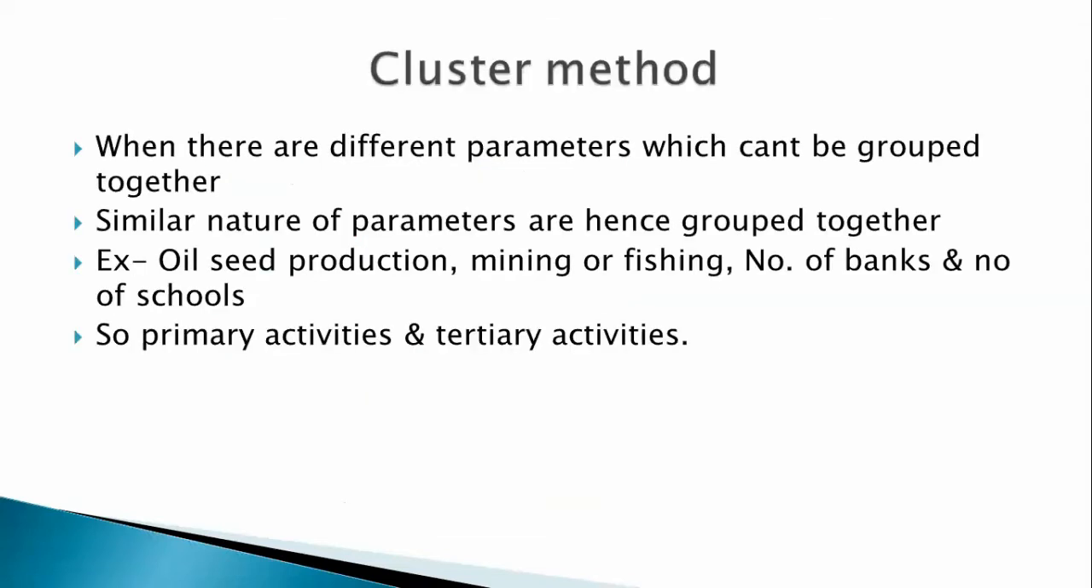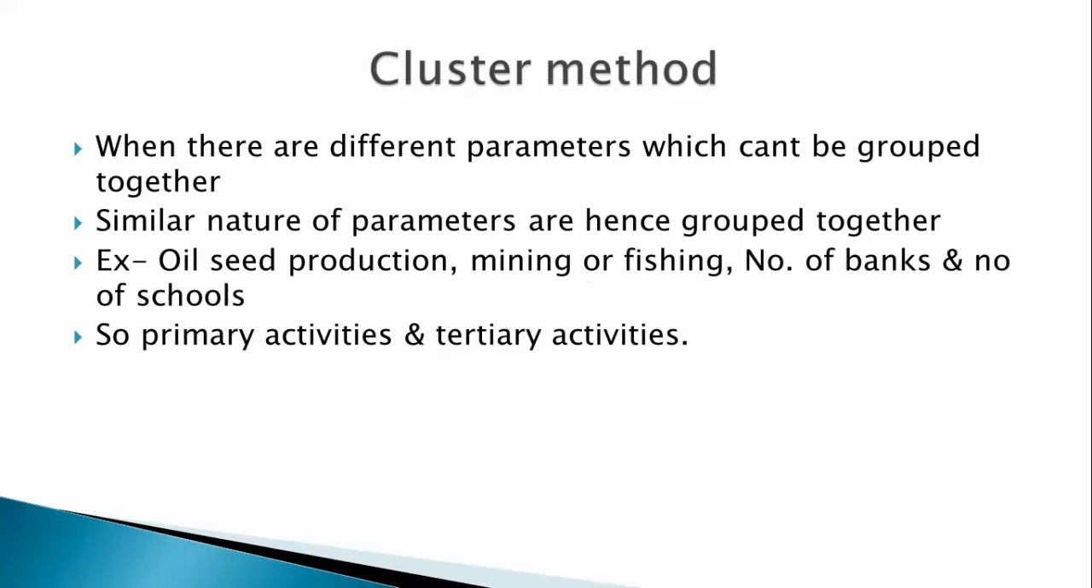And the cluster method is when we have to identify regions having different sets of parameters which cannot be grouped together. You can easily group together population and percentage literates because those two are based upon one variable, that is human. But you cannot group together oilseed production and mining or fishing, or oilseed production and number of banks. There is no correlation between mining or fishing and number of schools, or oilseed production or number of livestock. There is no correlation. But we have to group.